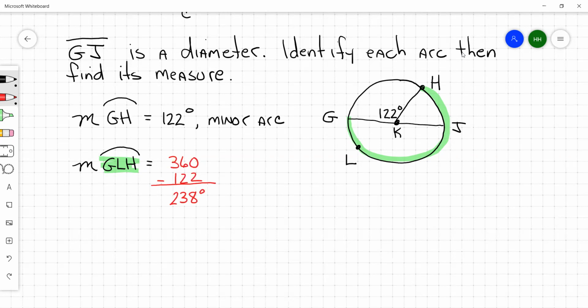Because this green arc has two corresponding central angles. It's got this semicircle that measures 180 degrees. And it's got this other central angle that measures the difference between 180 and 122. And that's 58 degrees. All right, so this 180 plus the 58, that sums to 238. So those are the two different ways that you can find that arc measure. And that's a major arc.